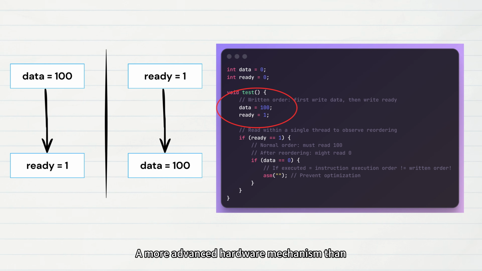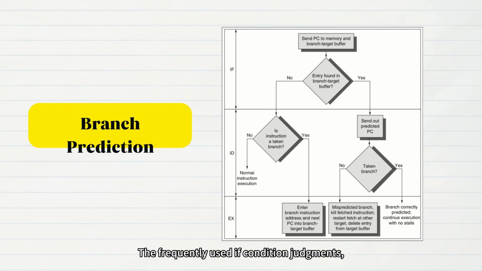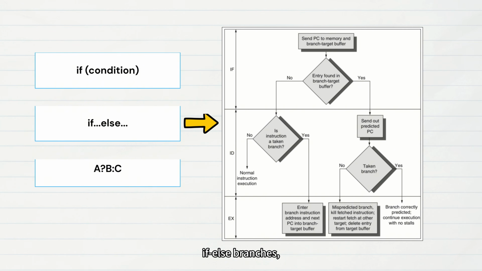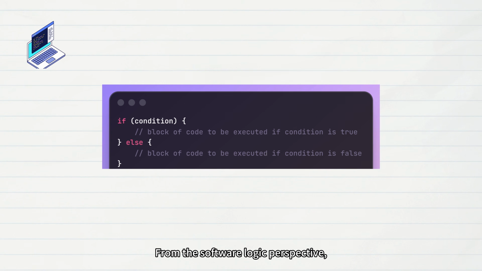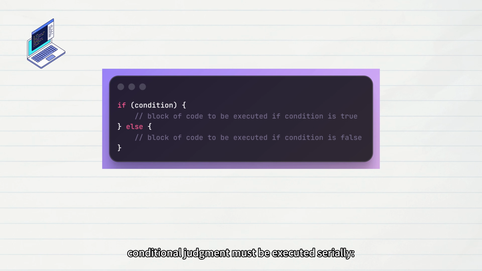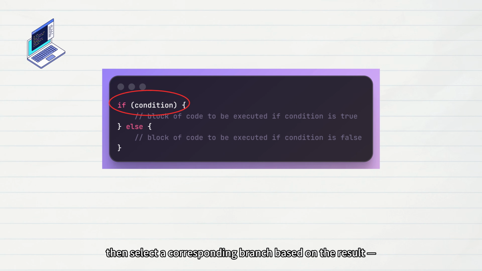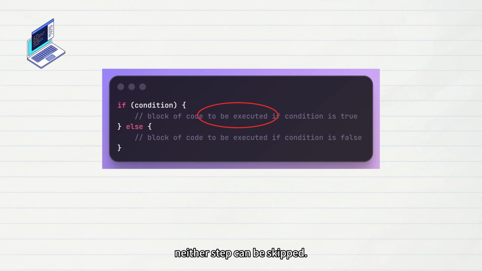A more advanced hardware mechanism than out-of-order execution is the well-known branch prediction. The frequently used if-condition judgments, if-else branches, ternary operations in development all trigger branch prediction. From the software logic perspective, conditional judgment must be executed serially. First, compute the condition, then select a corresponding branch based on the result. Neither step can be skipped.